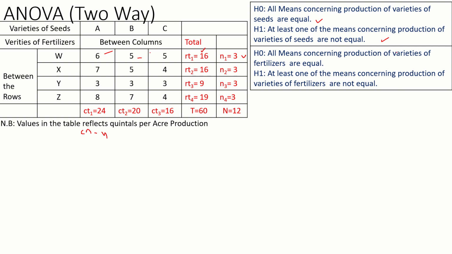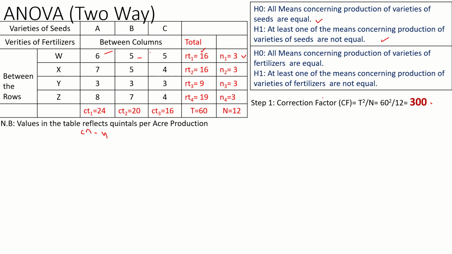For the second one, we are going to see H1. H0: all means of production concerning the varieties of fertilizers are equal. H1: at least one of the means of production concerning the varieties of fertilizers is not equal. This is a little tricky, so we need to read it like this: at least one of the means of production concerning the varieties of fertilizers is not equal. Okay.